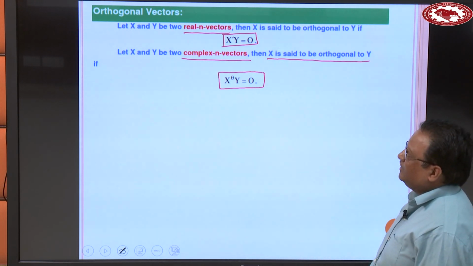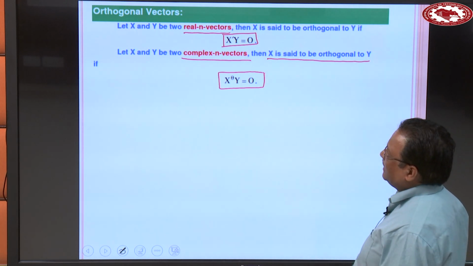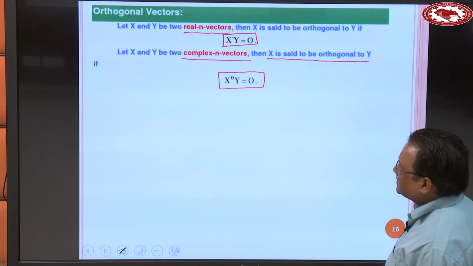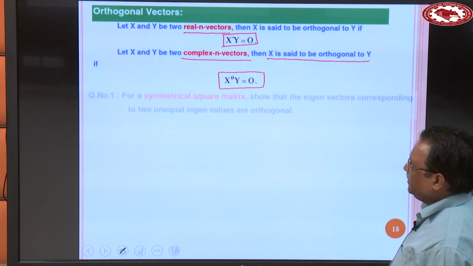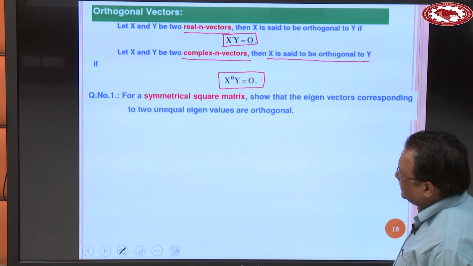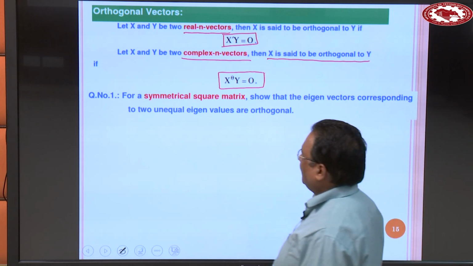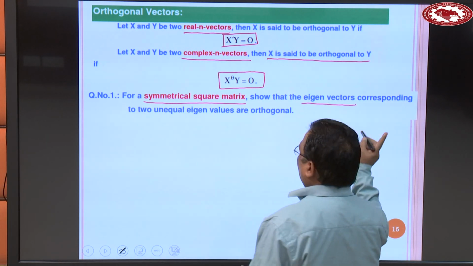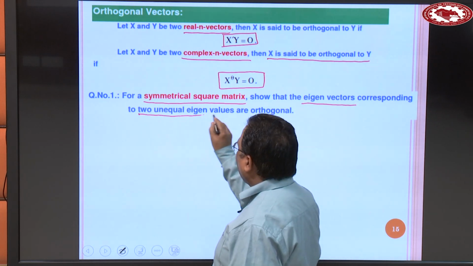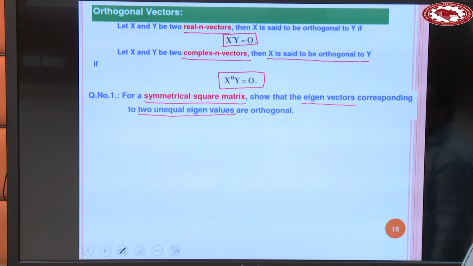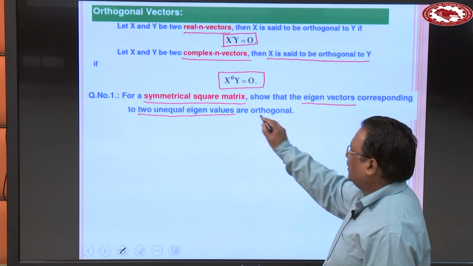Clear? So when we have real vectors, then x dash y is O, and when we have complex n vectors, then x theta y is equal to O. Okay. So remember these two definitions. Question first: for a symmetrical square matrix, show that the eigenvectors corresponding to two unequal eigenvalues are orthogonal.